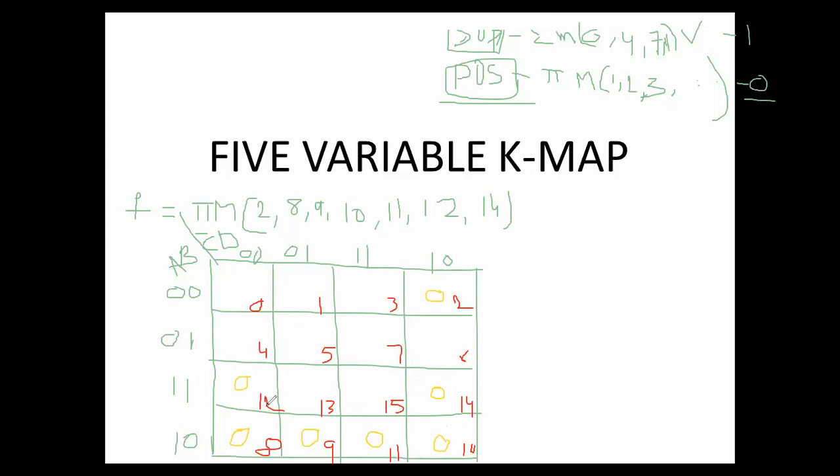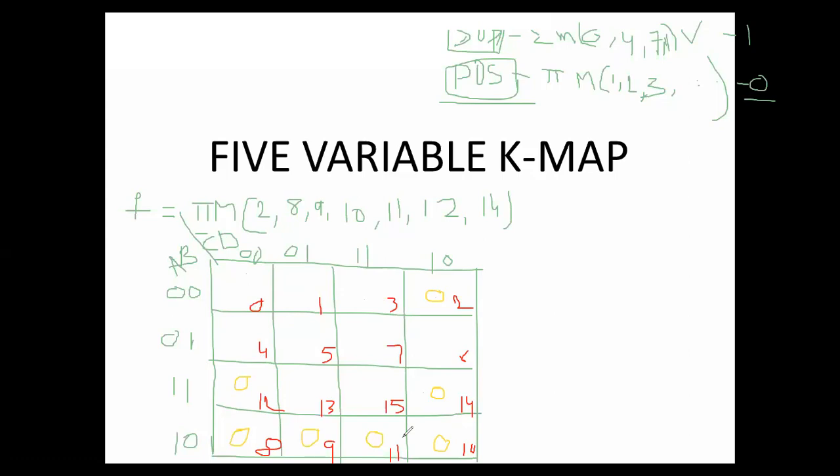How do we group this? First, what is the maximum number of cells here? 16 is the maximum number of cells. Is there any possibility of 16 zeros? No, because some cells are empty here, so it is not possible. Next go to the octet, that is 8 adjacent zeros. Is there any group of 8 adjacent zeros? No, so that is also not possible.